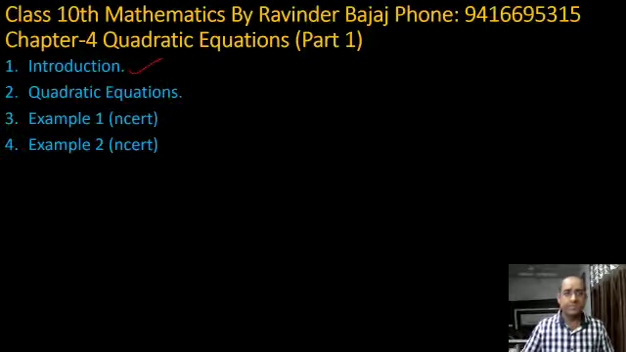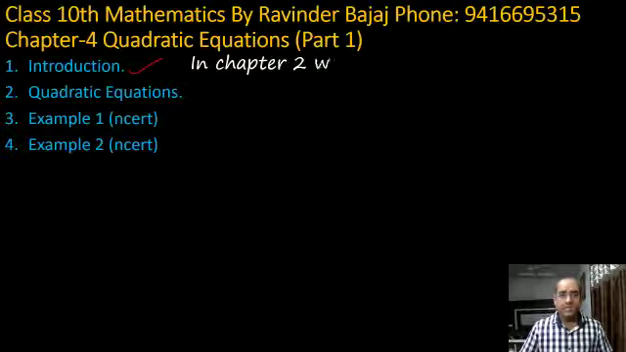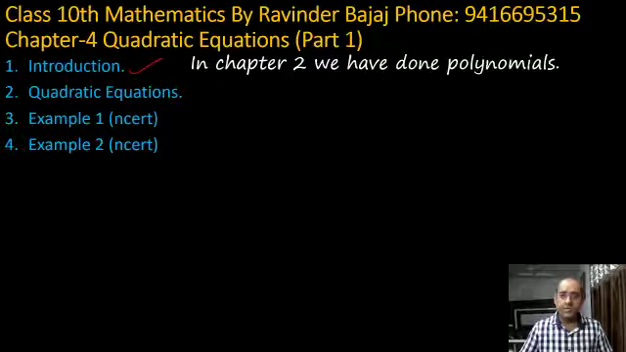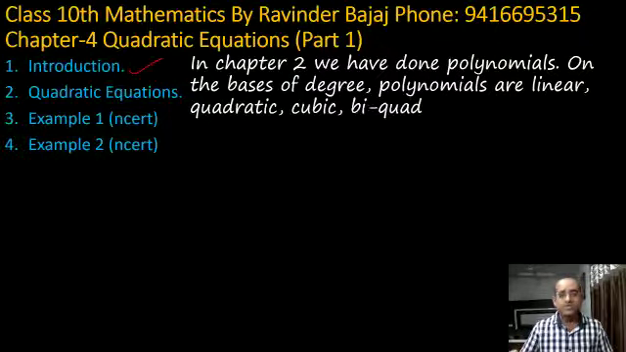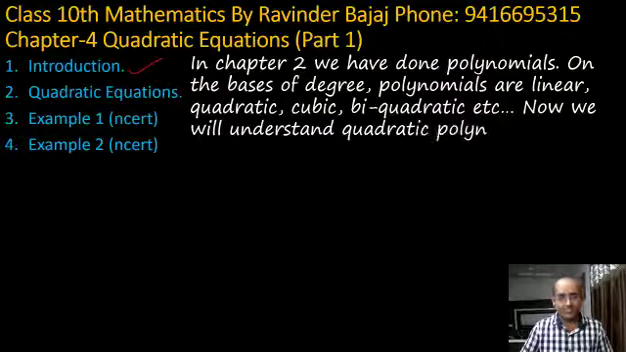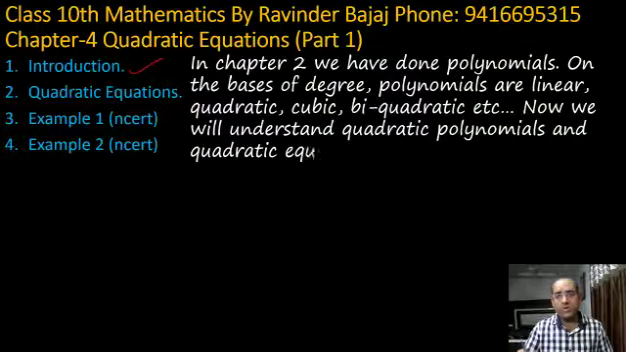Introduction to quadratic equation. See, in chapter 2, we have done polynomials. On the basis of degree, polynomials are linear polynomial, quadratic polynomial, cubic polynomial, and biquadratic polynomial, etc. Now we will understand quadratic polynomials and quadratic equation. First of all, quadratic means whose degree is 2. And whether it is a polynomial or an equation, how it is different from one another.